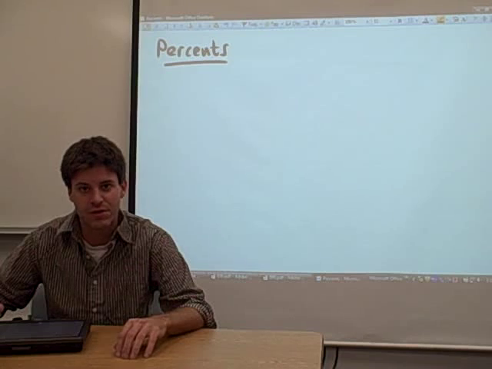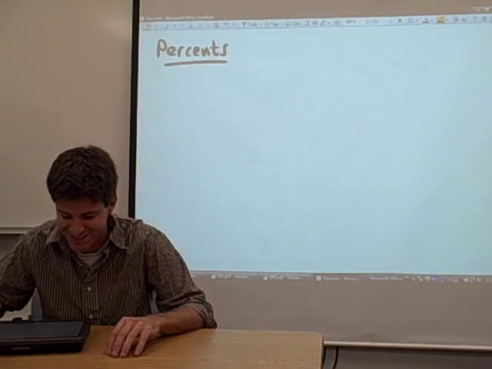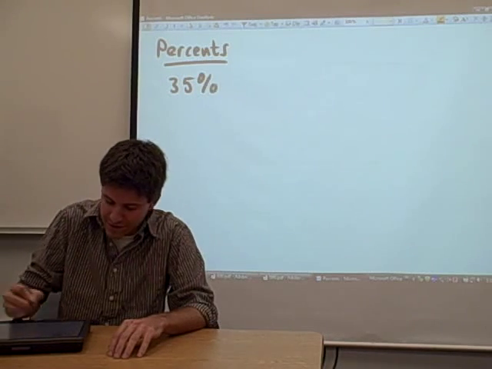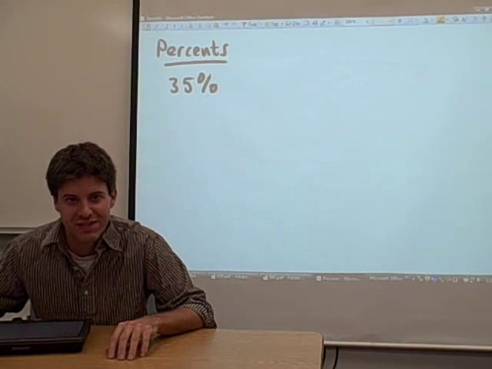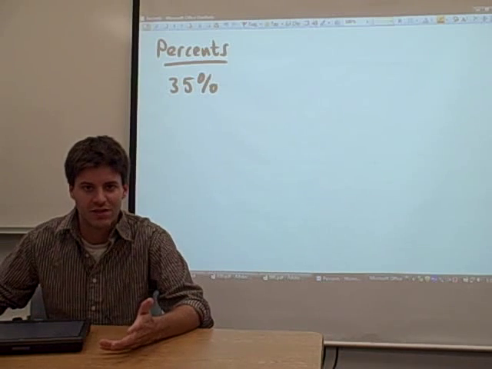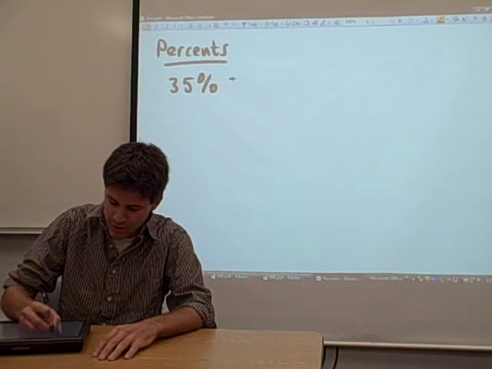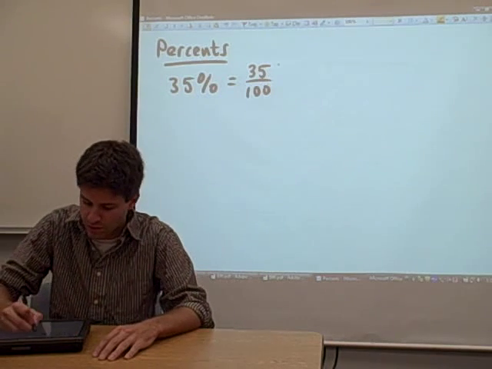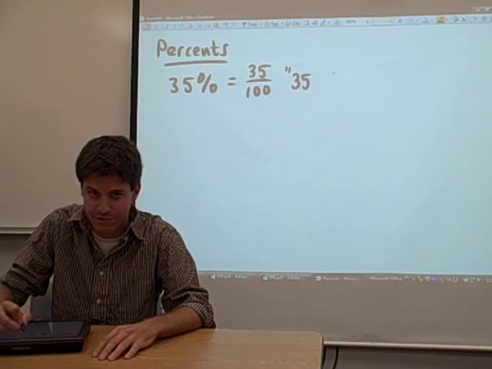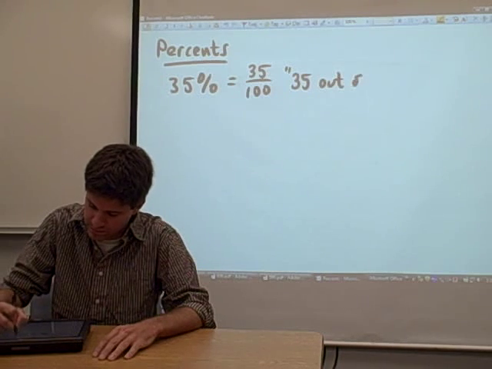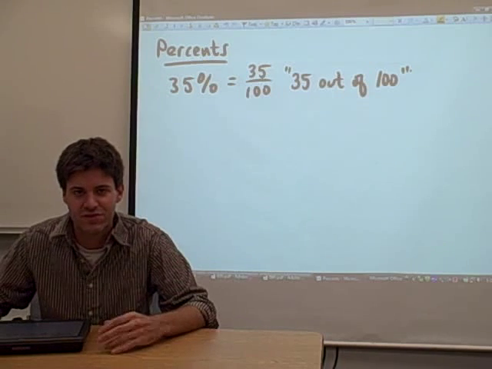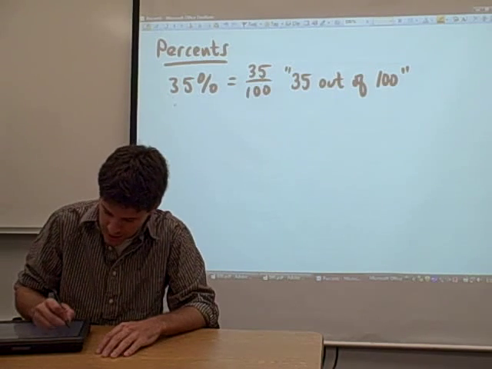The material that we're going to start with in our 060 section is percents. So the main thing to remember when you're talking about percents is that when you see a percentage, like say 35%, really what this means is 35 over 100, or 35 out of 100. So keeping that in mind, let's do a few things with percents.